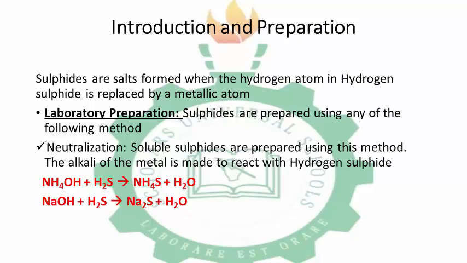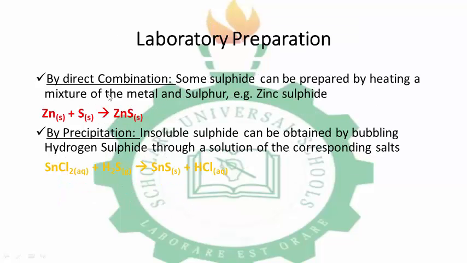Now, to the neutralization method. Soluble sulfides are prepared using this method, and the alkali of the metal is made to react with the hydrogen sulfide. For example, ammonium hydroxide reacting with hydrogen sulfide to form ammonium sulfide and some water molecules. Also, you can see that this is sodium hydroxide reacting with the hydrogen sulfide to give you sodium sulfide and water molecules.